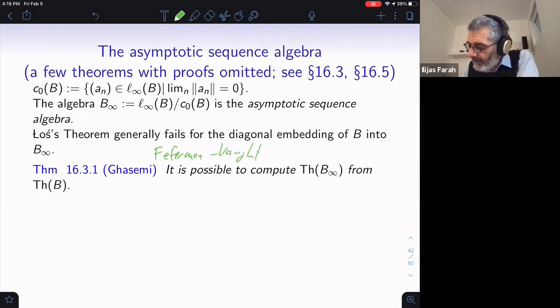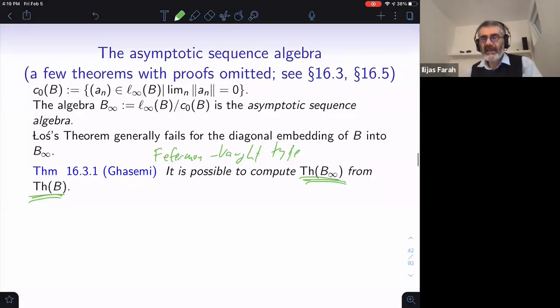Pfefferman and Vogt type theorem, which tells us that if we know the theory of B, then we can figure out what is the theory of B infinity. This is a very special case of the theorem. It also makes sense if you have a sequence of Bn's. If you know the theories of all the Bn's, you can compute the theory of the corresponding reduced product.